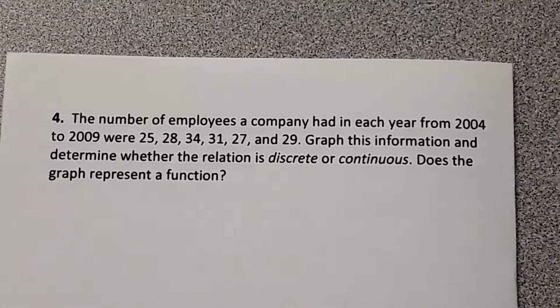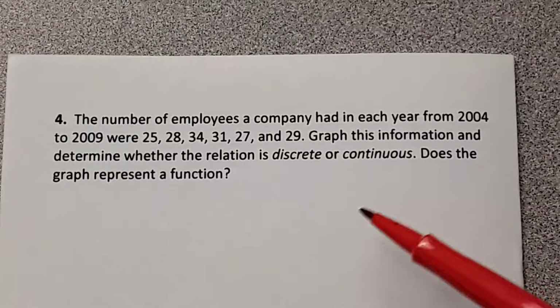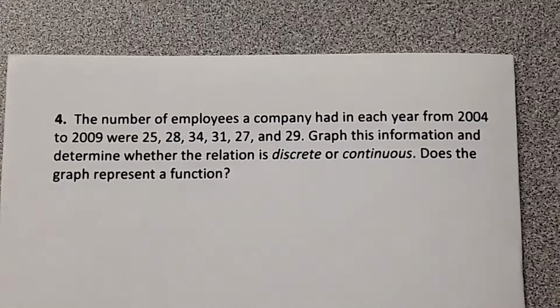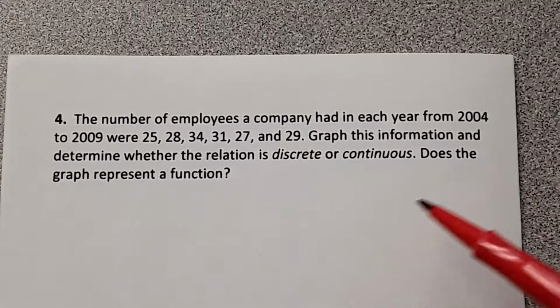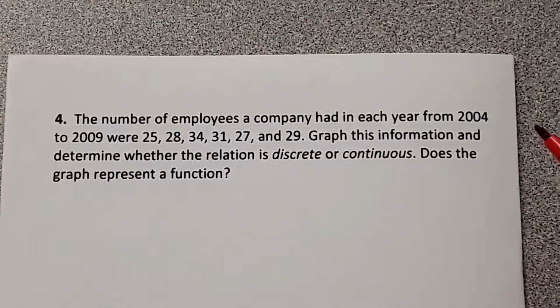Okay, we're going to look at example 4 now. We're going to decide if it's a discrete or continuous graph, and we're going to graph it, and then we're going to determine if it's a function or not. Okay, so the first thing that we need to graph is our years are going to go along the bottom of the graph, and the number of employees are going to go on the side.